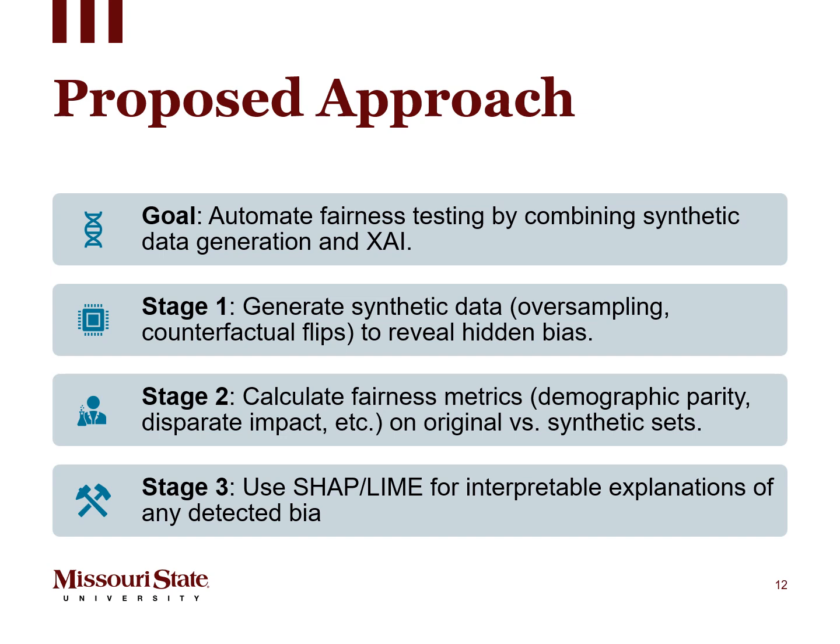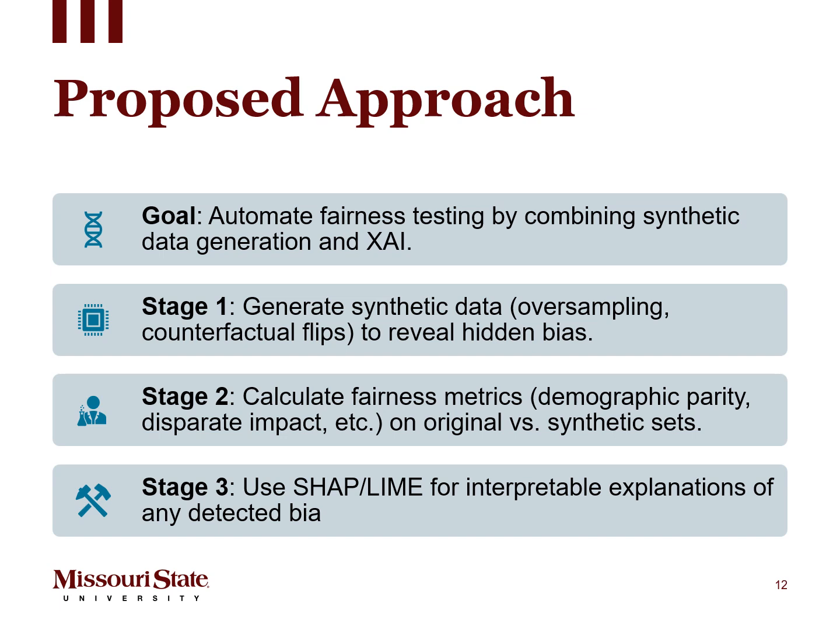The second stage is fairness metrics. We compute standard measures like disparate impact, demographic parity difference, and equalized odds on both the original and the synthetic sets. If, for instance, disparate impact drops below 0.8, it flags potential bias.